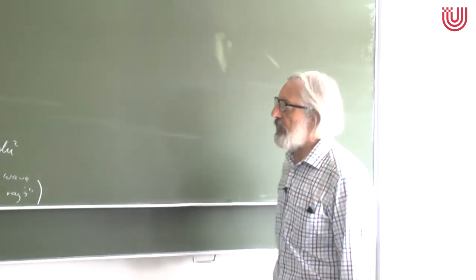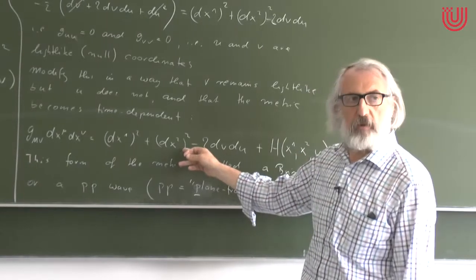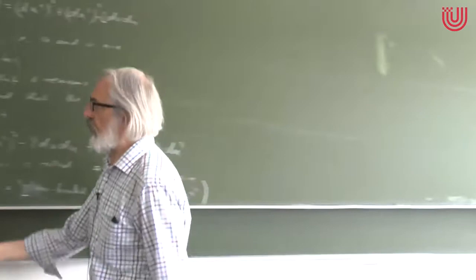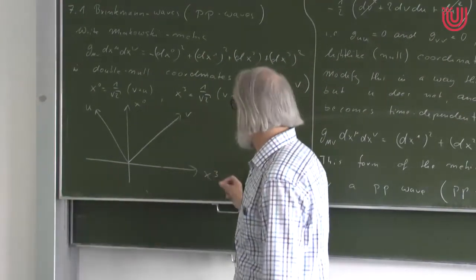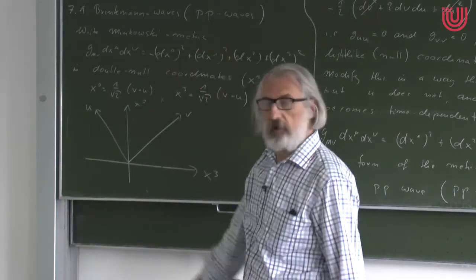So plane fronted, where are the planes? Well, the planes are, of course, the x1, x2 planes. You have planes parallel to this, orthogonal to the plane which I've drawn here. So in the x0, x3 plane, or the UV plane, that's where the propagation takes place.